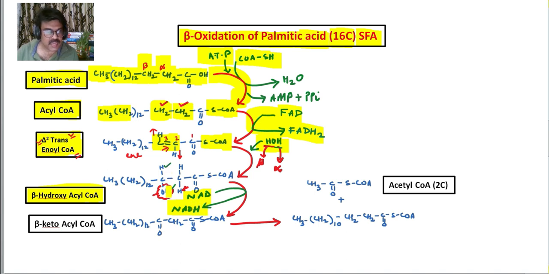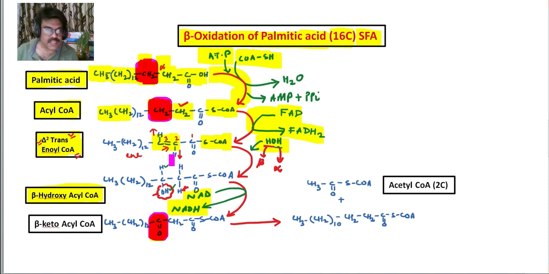Two hydrogen atoms from the beta position are removed and it becomes a ketone group. So what we have seen, the alkene group which was present, let's use a different color, at the beta position, this alkene group is converting into a keto group.